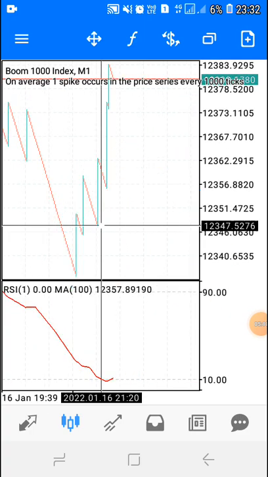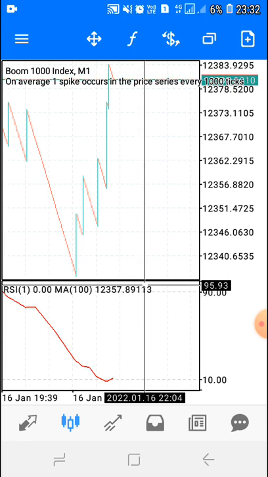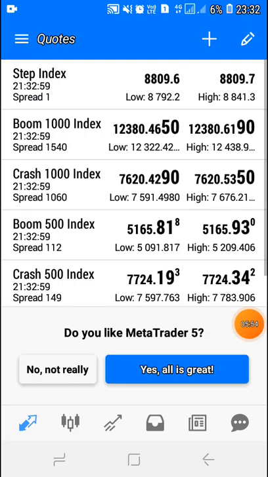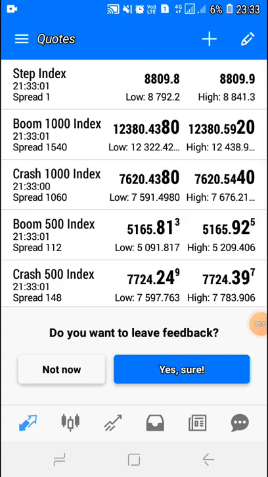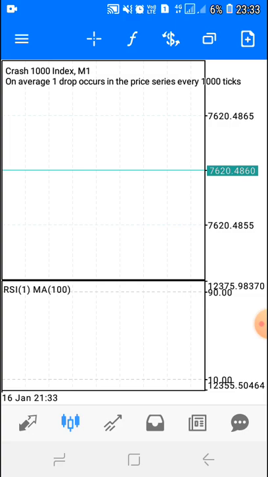So you guys can see over here, if the market decides to go to the 90 level, what's going to happen? We're going to be able to take a sell, because we saw in the 4-hour time frame and the 1 hour time frame that the market is moving in a downtrend. Okay, so on Crash 1000, what we're going to do is go to Crash 1000.